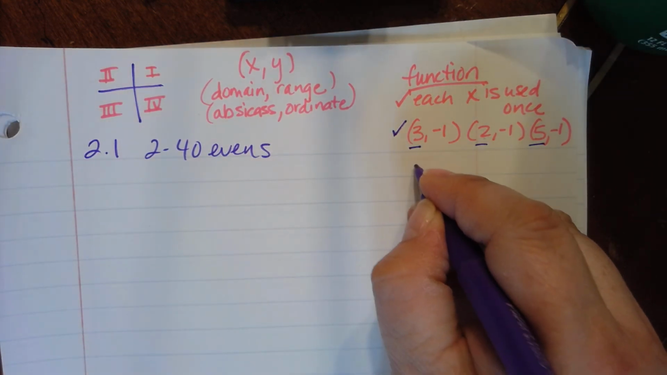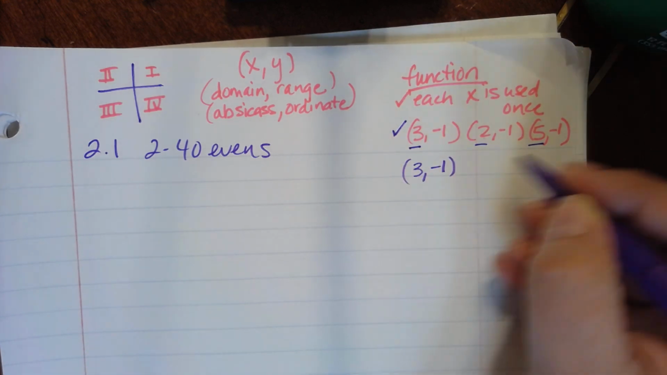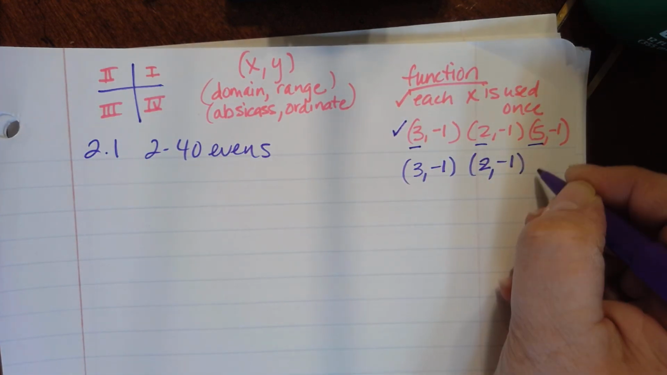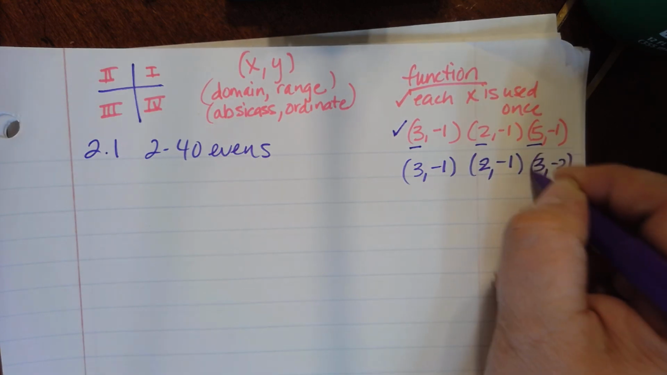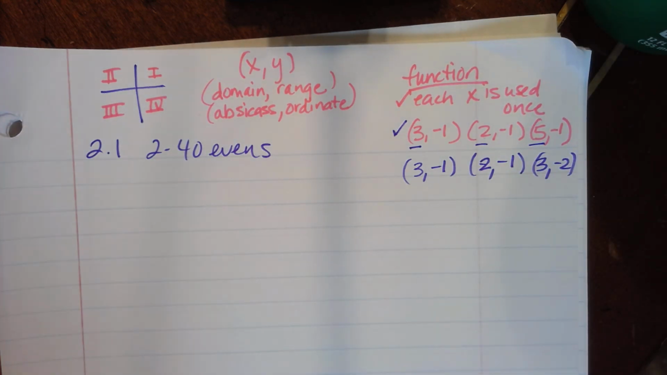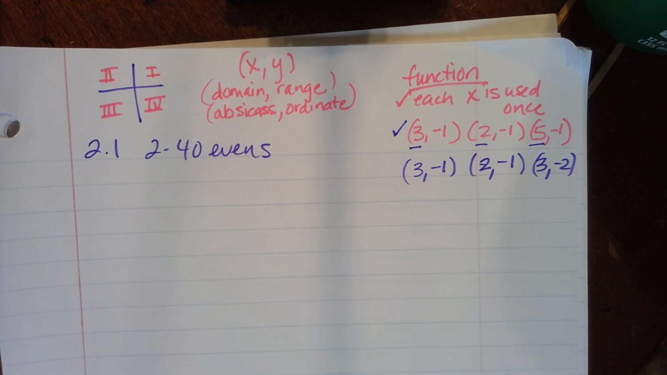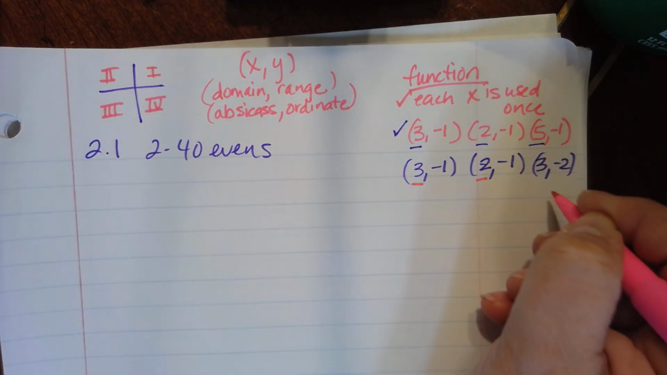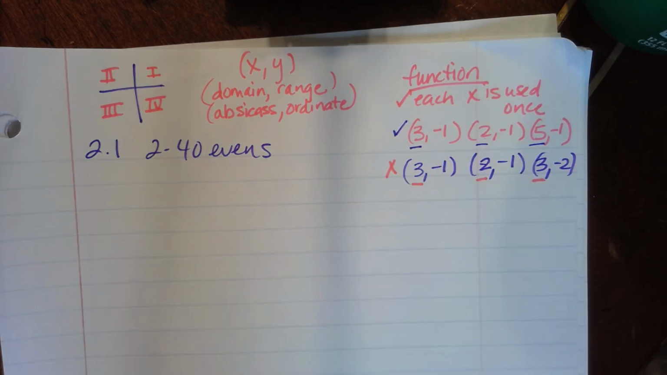However, if I had (3, -1), (2, -1), and then (3, -2). Let's say I have this group of coordinates. What I now have, when I look at just my x's, I have 3, a 2, and another 3. So this is not a function. Again, each x can only be used once. You can only have that number used once on your graph. And then it is a function.